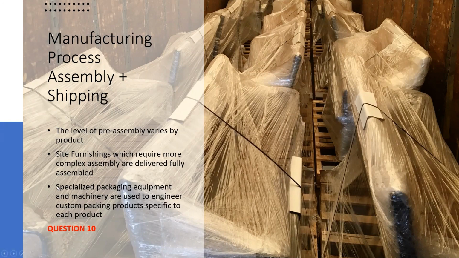Oftentimes, with a site furnishings company, because of the uniqueness of products, you get a 6 foot bench that has a back and then a 6 foot bench that doesn't have a back. So that's a slightly different packaging method, even though it's the same collection of a bench. And then if you have a site furnishing that's a trash receptacle in that same collection, now it's a completely different thing. So there's a lot of times specialized packaging equipment and machinery that are used in site furnishing environments to create on-demand packaging that is unique to every single product. So you're creating unique boxes for every single one, putting them on pallets, that sort of thing.